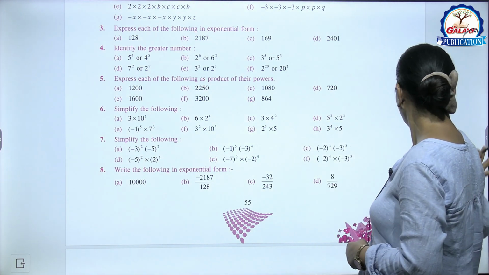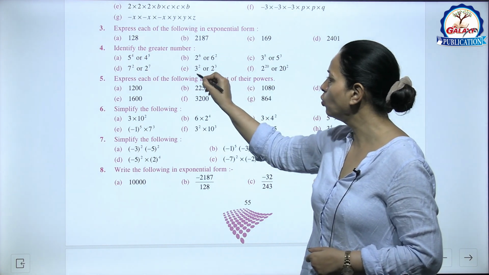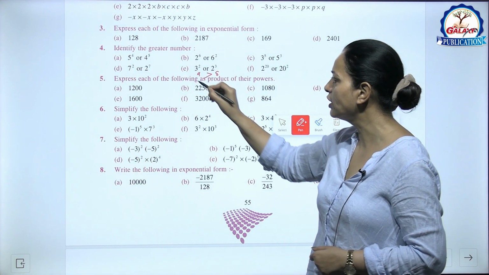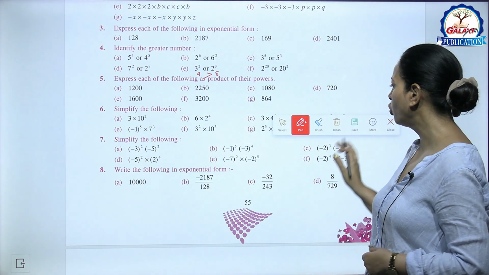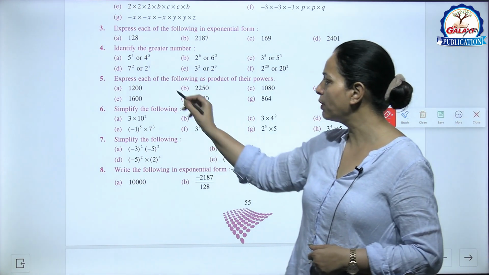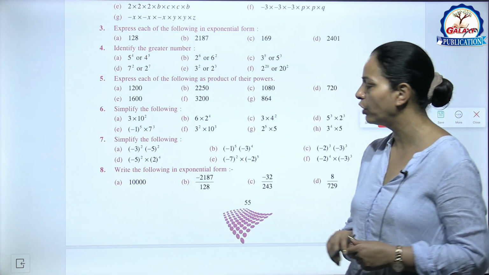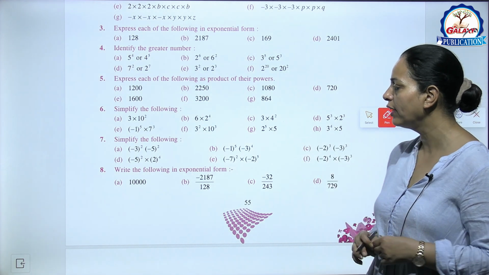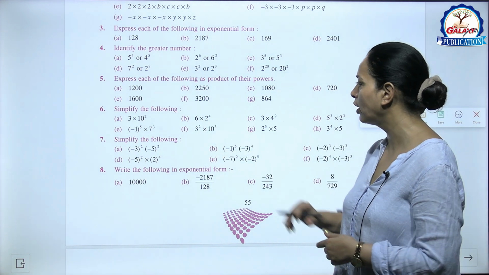So 3 square means 9 and 2 cube is 8. So 3 square is greater than 2 cube. Similarly, you can try remaining parts. Now the fifth question, express each of the following as product of their powers. You can try this one. The sixth one, simplify the following.